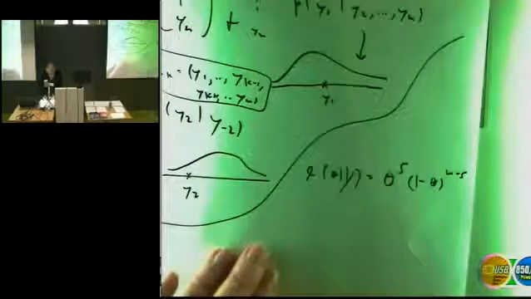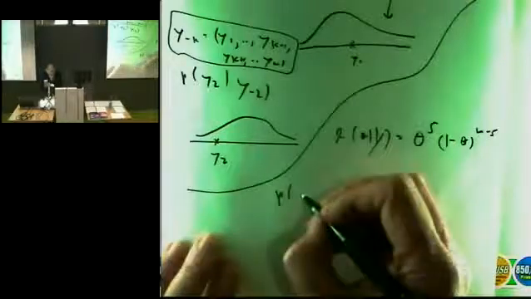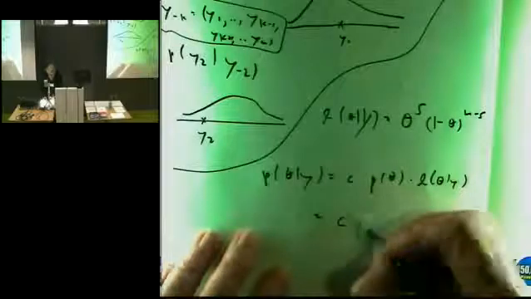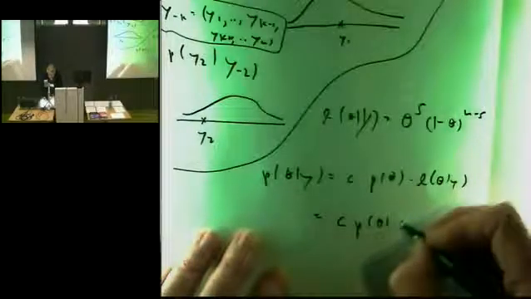the likelihood function in this problem, as we saw, looks like theta to the s times 1 minus theta to the n minus s. And we know that Bayes' theorem says that the posterior is going to be a normalizing constant times the prior times the likelihood. So let's stick in the likelihood. It's going to be a normalizing constant times the prior times theta to the s, 1 minus theta to the n minus s.